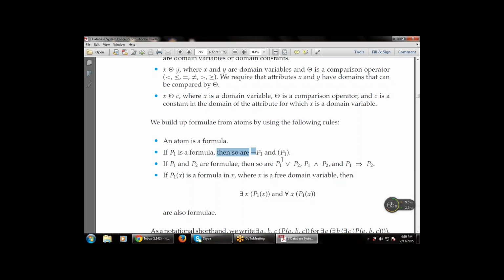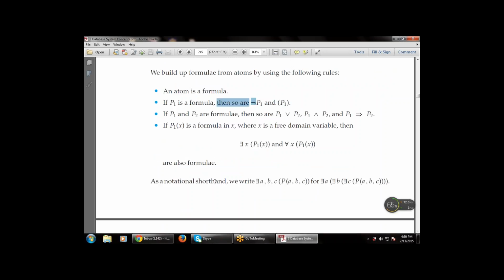And if P1(x) is a formula in x, where x is a free domain variable, then there exists x such that P1(x), and for all x, P1(x), are also formulas. As a notational shorthand, we can write there exists a, b, c, P(a, b, c) for there exists a, there exists b, there exists c, P(a, b, c).